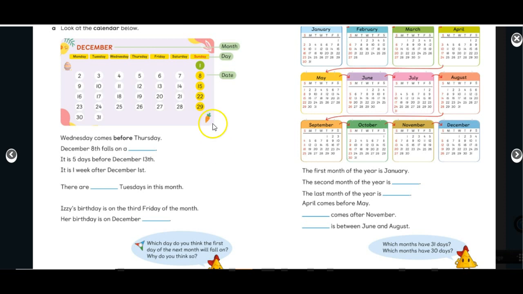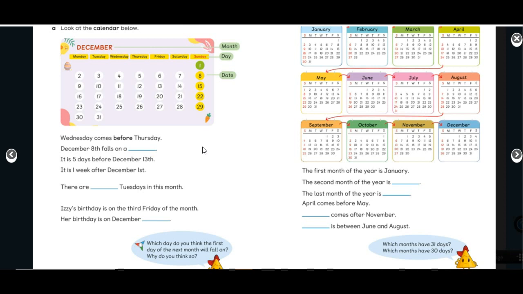December 8th. So you have a look at the numbers. You find the number 8 and you see what day of the week it's under. Okay, so we have 1 under Sunday, 2 Monday, 3 Tuesday, 4 Wednesday, 5 on Thursday, 6 on Friday, 7th on Saturday, and 8th on? Very good. It is 5 days before December 13th. It is 1 week after December 1st.